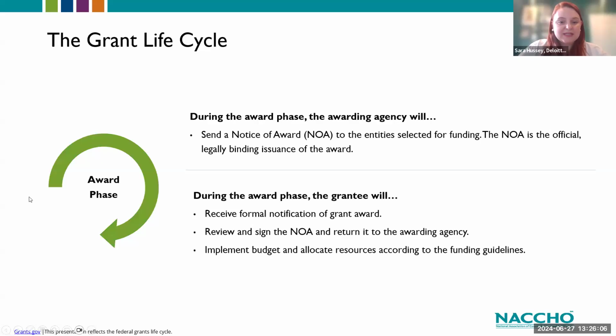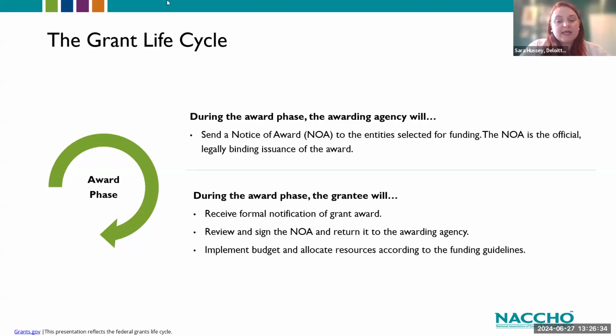During the award phase, and again, this is typically a very, very short phase, the awarding agency would send a formal notice of award. That notice of award is the official, legally binding issuance of the award that contains all of the final terms and conditions, all of the final budget numbers, and all of the approved activities to be done under that award.